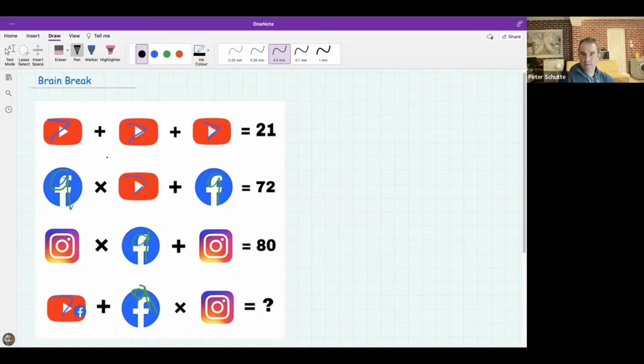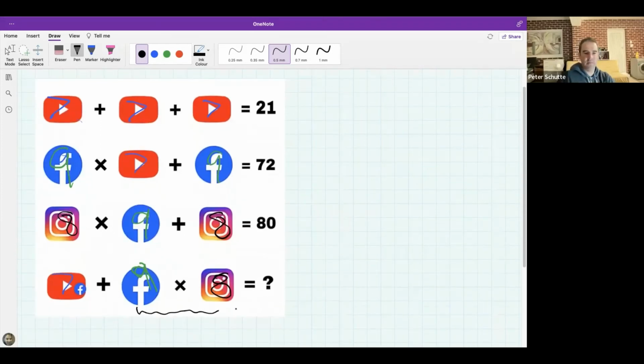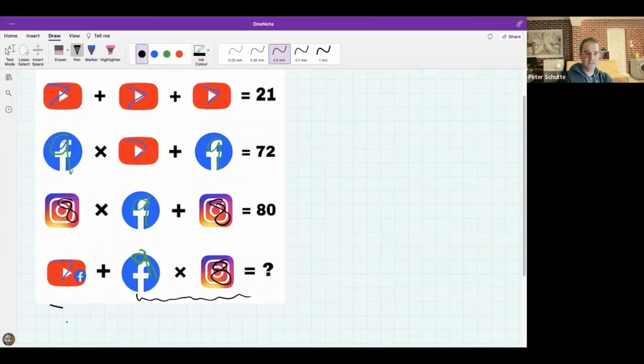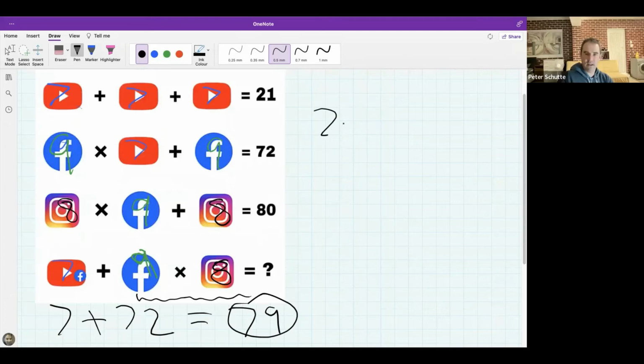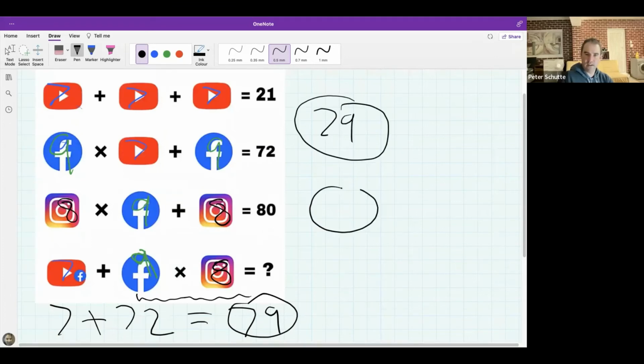So Cameron Mabalentle says 8. Dawn says 8. Let's see. 8 times 9 is 72, plus 8 is 80. So I think I agree with you. That is an 8. So what is the final answer going to be? BODMAS says 9 times 8 must happen first. So we have 7 plus 72, which is going to give us a final answer of 79. Well done, guys.